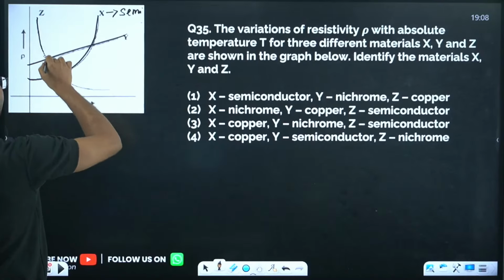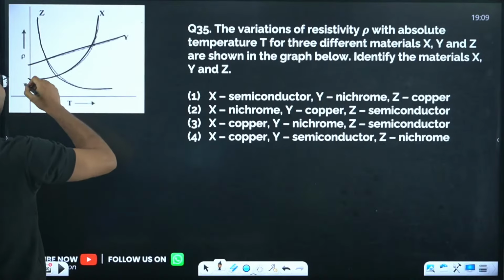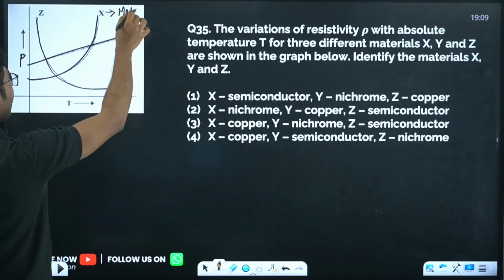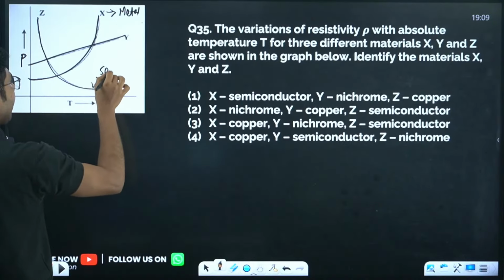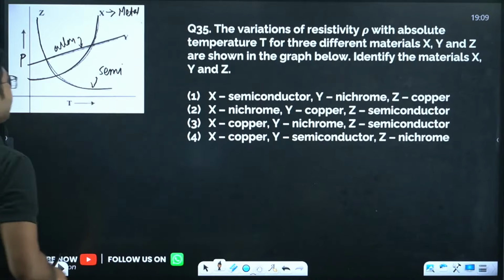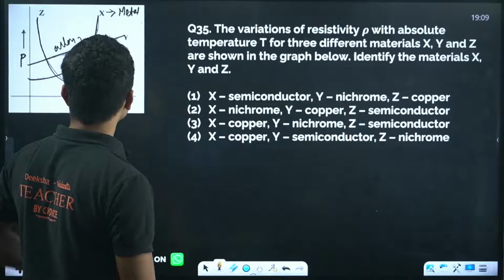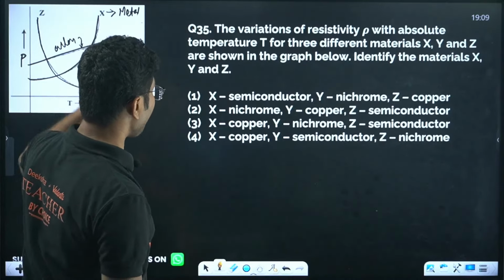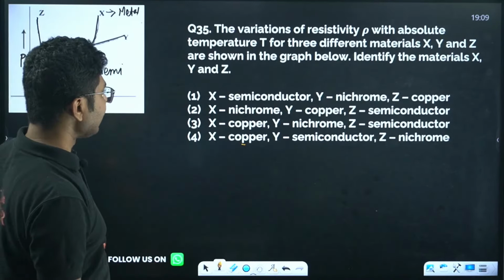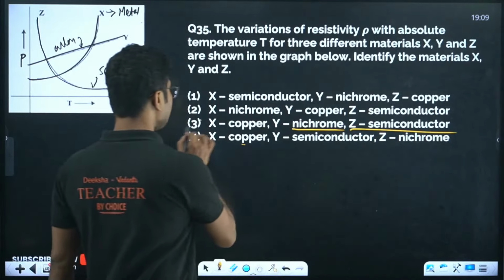And here increasing temperature, resistivity, sorry, increasing temperature, resistivity increases, not conductivity. So this must be metal. And this must be semiconductor. This is alloy. Okay, so now let's see the options. X is metal, so X is copper. Metal here, option given is copper. X is copper. Y is nichrome. Nichrome is an alloy, and Z is semiconductor. So correct answer is option 3.